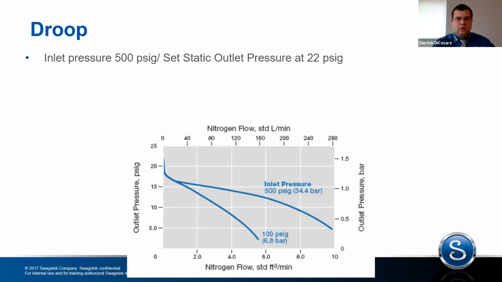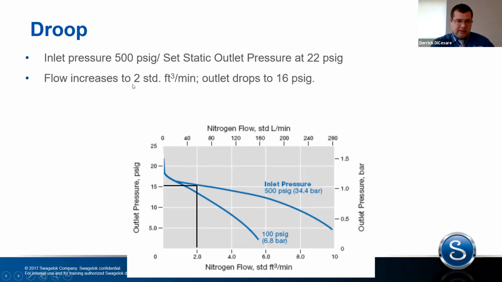So again, just to show with numbers, assuming that we're using this flow curve here, the 500 PSI inlet, and we're going to set the static outlet pressure at 22. We don't set regulators when there's no flow. You're going to see why in a second. As we increase our flow to 2 standard cubic feet per minute, the outlet drops from the 22 that we originally set down to about 16 PSI. So we just lost 6 PSI because we set it in a no flow condition.